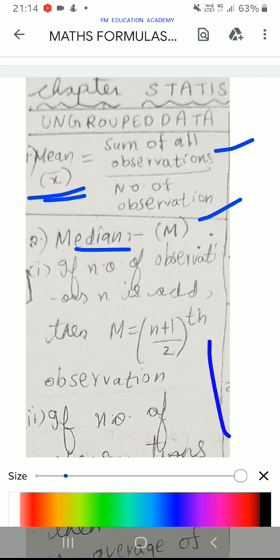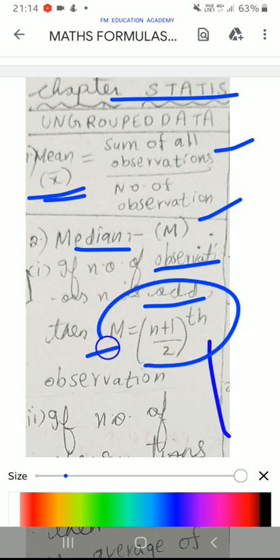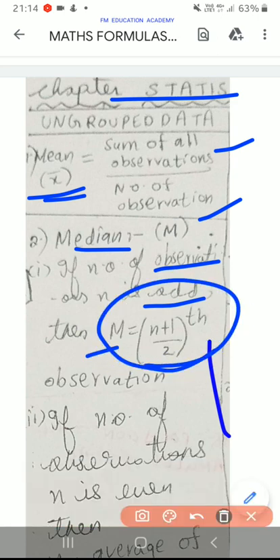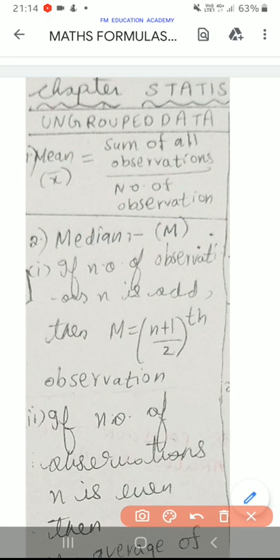Then what is the median of ungrouped data? Whenever the median of ungrouped data is asked, remember to arrange the data in ascending order, meaning small to big. Then if the number of observations is odd, the median is the (n plus 1) by 2th observation. What is n here? The number of observations. And suppose the value of n is even, for example 2 or 4 or 6 or 8.